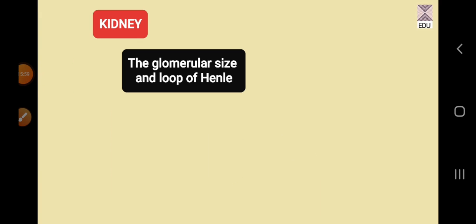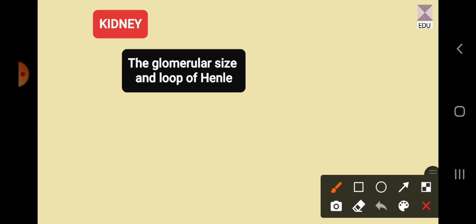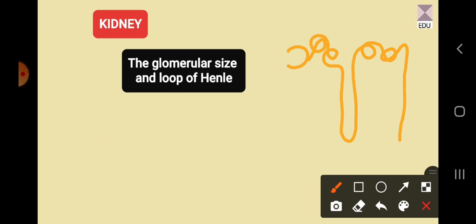Now students, we come to the next part, which is the loop of Henle. So here I would like to first give you some concept of why this loop of Henle has developed in the animals. In a particular nephron, what we have is a Bowman's capsule, a PCT, a loop of Henle, a distal convoluted tubule, and then a collecting tubule. So that is the structure of a typical nephron of a mammal.